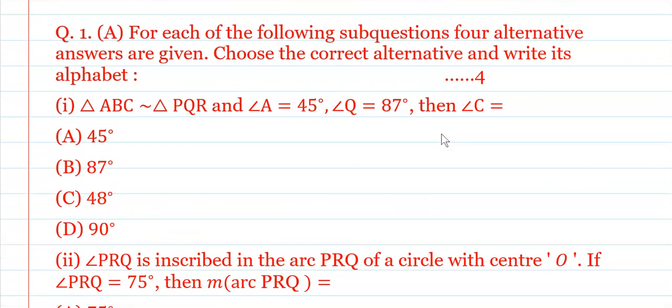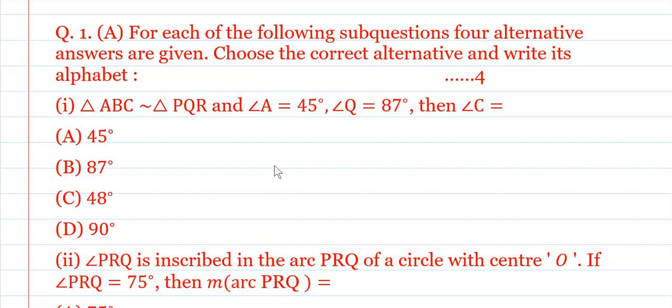Question number 1A. For each of the following sub questions, 4 alternative answers are given. Choose the correct alternative and write its alphabet. Here the triangle ABC is similar to triangle PQR. Angle A is 45 and angle Q is 87. Then what is angle C?